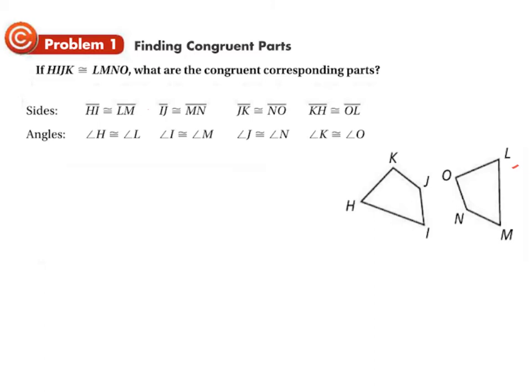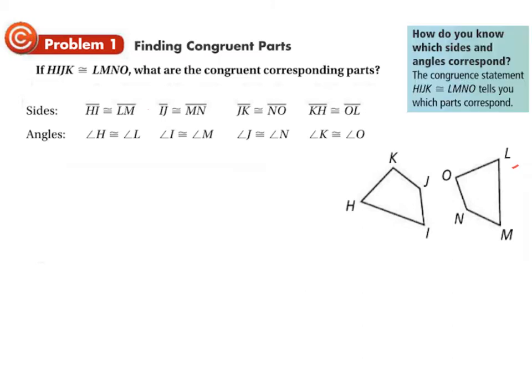So side IJ is congruent to side MN, etc. Now, how do you know which sides and angles correspond? As it says, it tells you in the name. It is the congruence statement, they call it. This is the congruence statement.